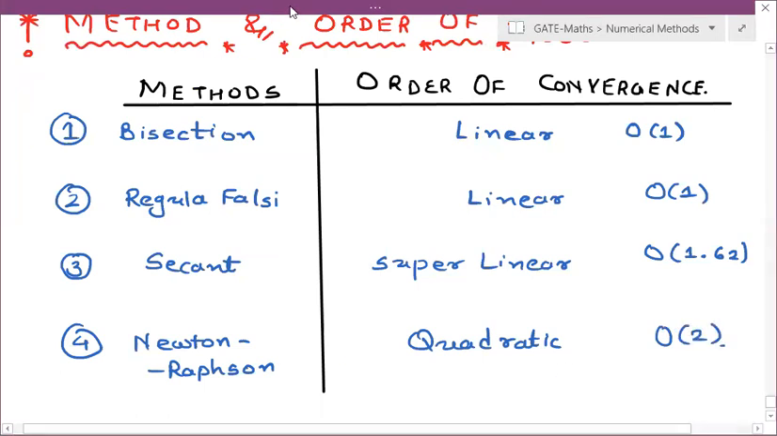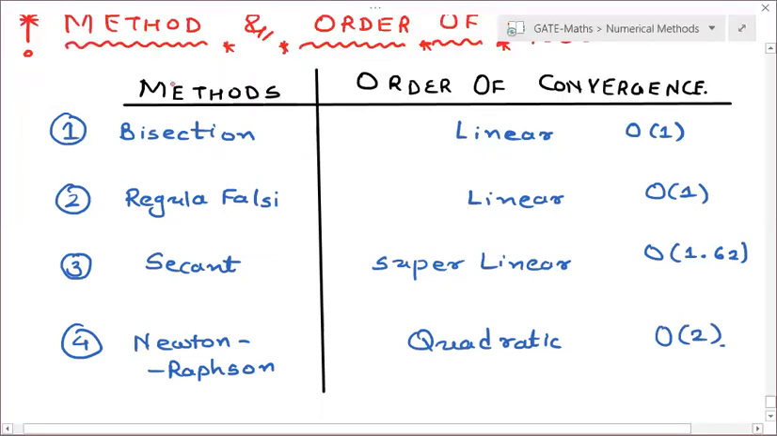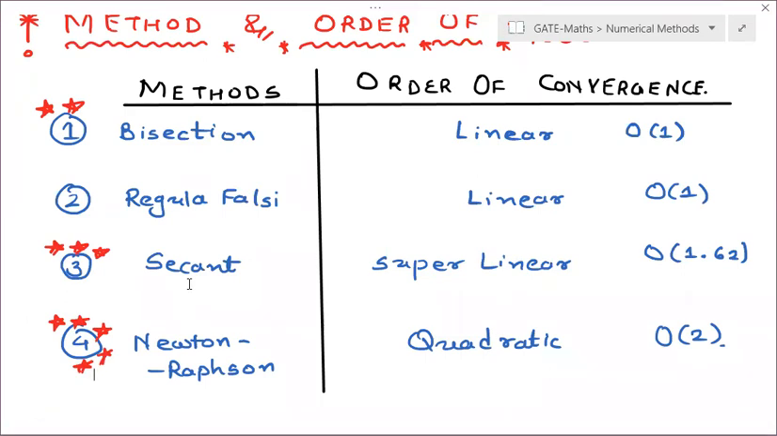Now from this table, if I tell you which question came how many times: the order of convergence of the bisection method came 2 times in GATE. From the second method, it came 3 times in GATE. This I am telling you till 2015. And from Newton-Raphson, it came 5 times in GATE till now, 1, 2, 3, 4, 5, till 2015. Are you getting my point? Is it clear or not? Right. So order of convergence for bisection and Regula-Falsi is linear, second is superlinear, and Newton-Raphson is 2.